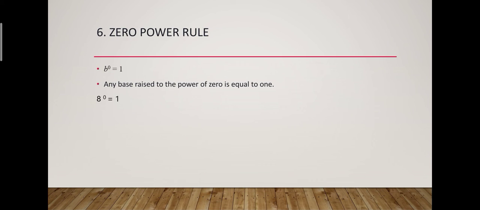Zero power rule. b raised to 0 is equal to 1. Any base raised to the power of 0 is equal to 1. For example, a to the power of 0 is equal to 1.